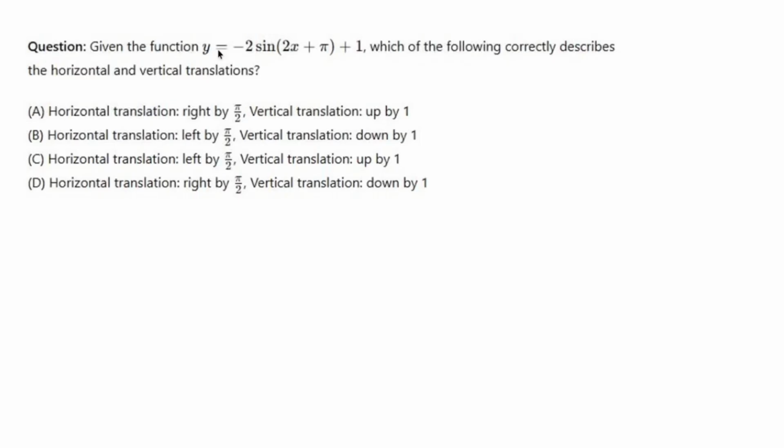Given the function y equals -2 sine(2x + pi) + 1, which of the following correctly describes the horizontal and vertical translation? So I don't care about amplitude and stuff like that. I'm going to compare this to the equation y equals a sine(b(x minus c)) plus d. What I care about here is the fact that you are going to be my horizontal translation.